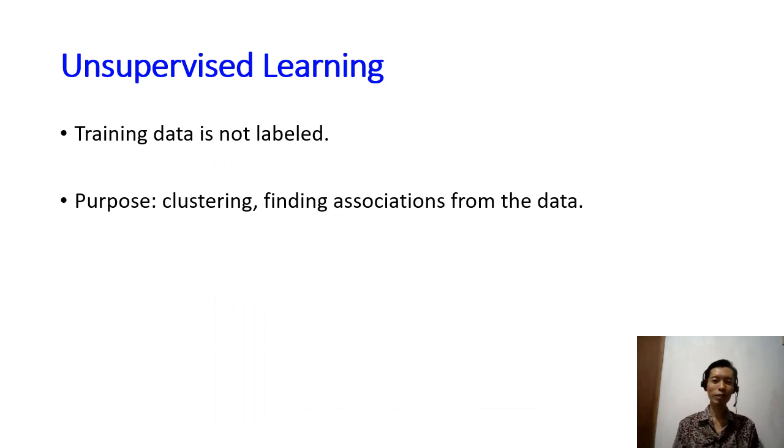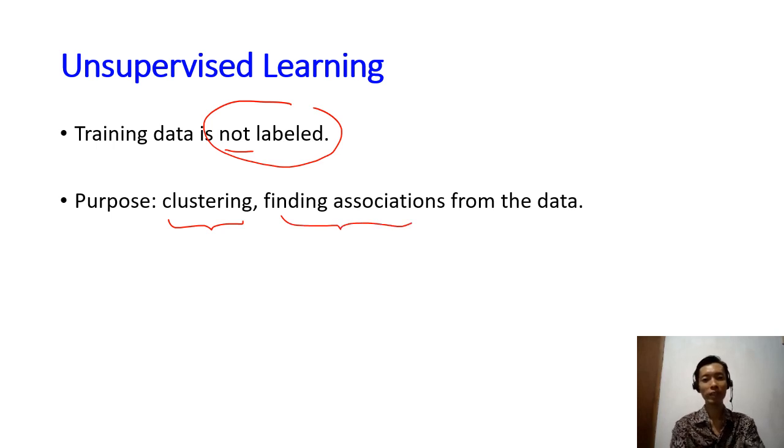Now, the second type of learning is called unsupervised learning. Here, the training data is not labeled. But what can we do with unlabeled data? Well, we can do clustering, or we can also find associations based on the data.